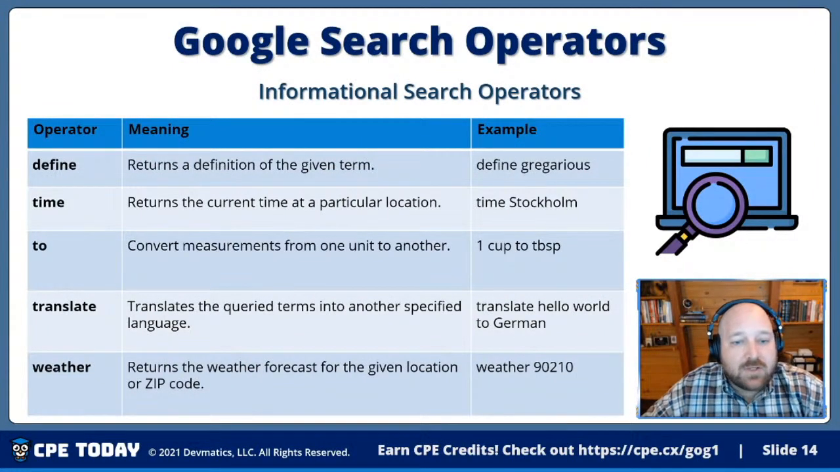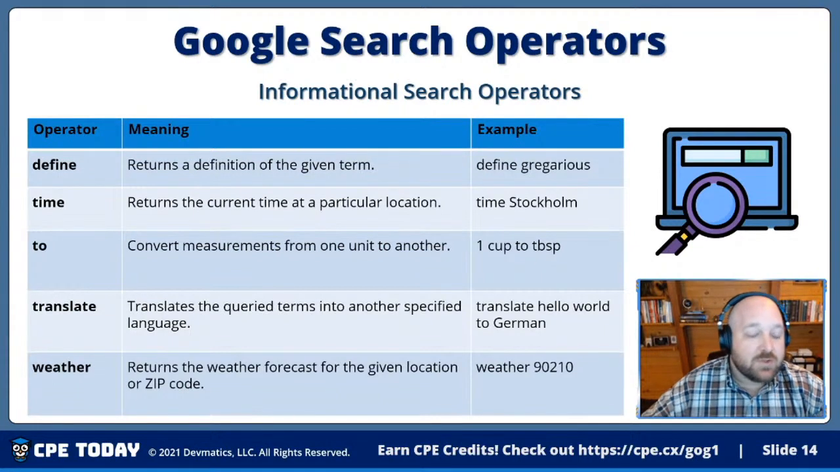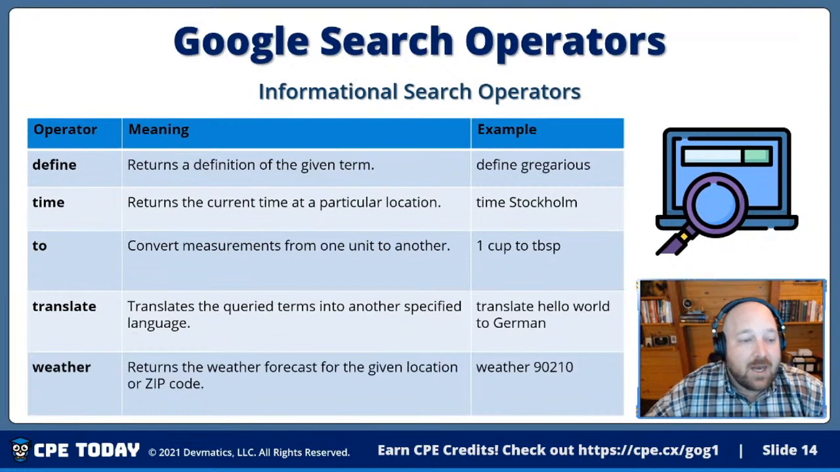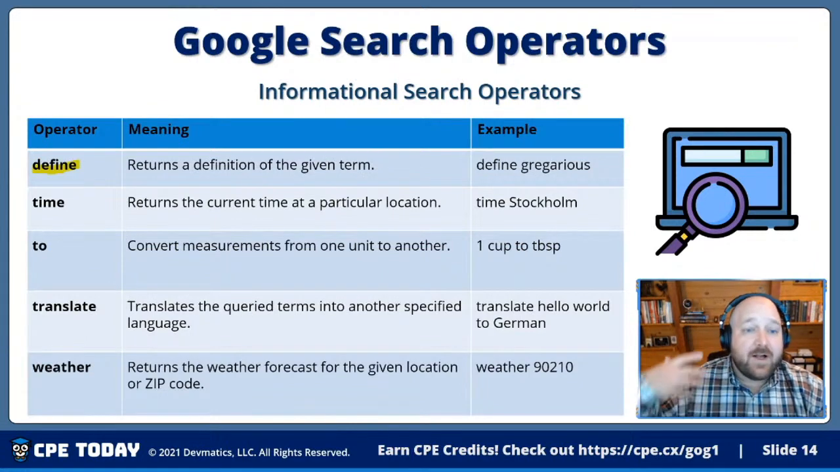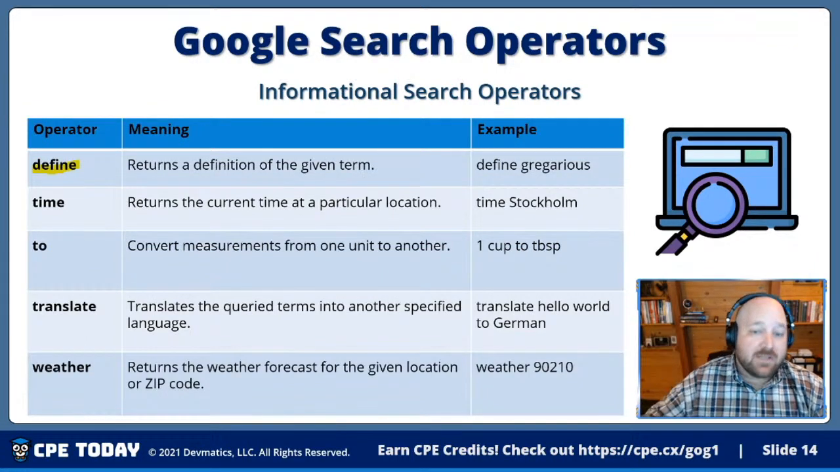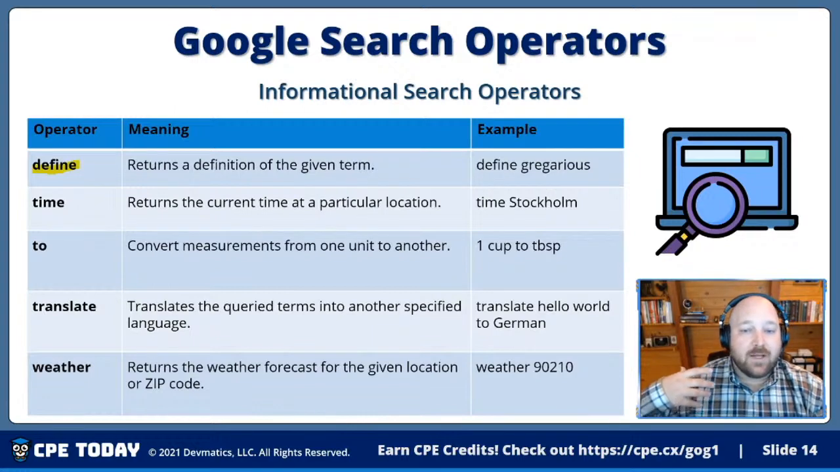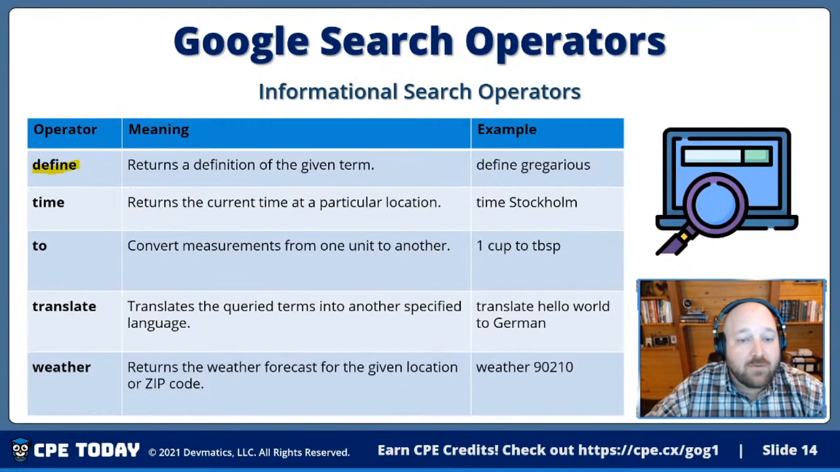Okay, now we also have different operators to be able to search for general information. If we want to, for example, get a definition of something, we can use the define operator. That will return a dictionary definition of something. So if we're looking up a specific word, we can just type in define gregarious, define business, define whatever we're looking for, and it'll get a definition of that specific word.